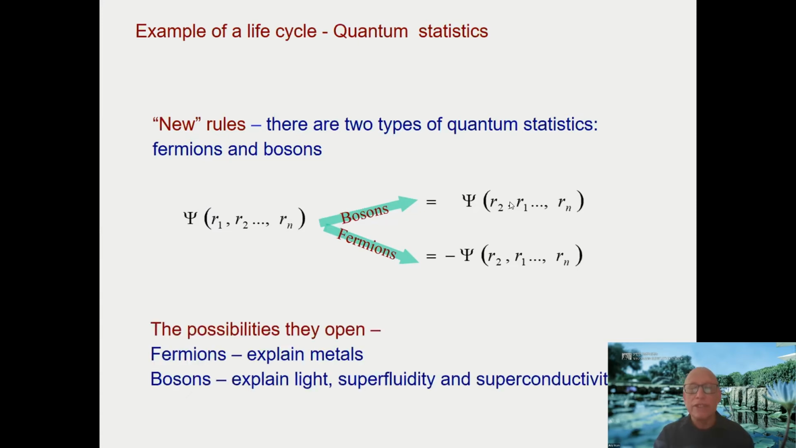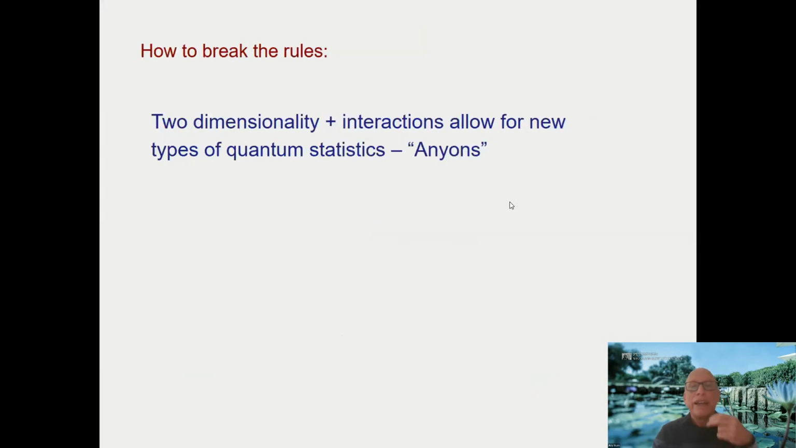Do they have consequences? Oh boy, they have a lot. Fermions, this minus sign that they get when you interchange a position of two particles, that's the source of the Pauli principle, which basically explains all of chemistry. Not only that, this fermionic statistics explains also why metals behave as metals. And the absence of this minus sign explains why bosons behave as they do. Superfluidity, superconductivity, light, sound, all these come out of the fact that you don't get a minus sign when you interchange two particles. Then you ask yourself, can I break these rules?